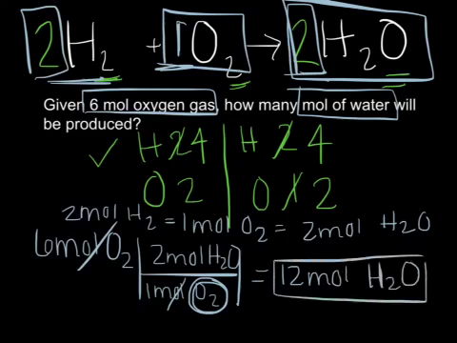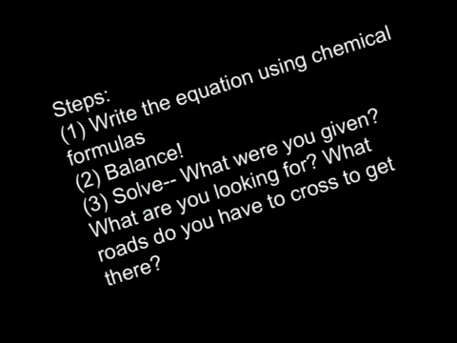Okay, let's try another one. Alright, here are our steps. First, we're always going to write the equation in chemical form, in case it gives us words. Second, we're going to balance it, like we just did. And third, we solve, asking what we're given, what we're looking for, and what rows we're going to cross. You can always jump back to your roadmap.